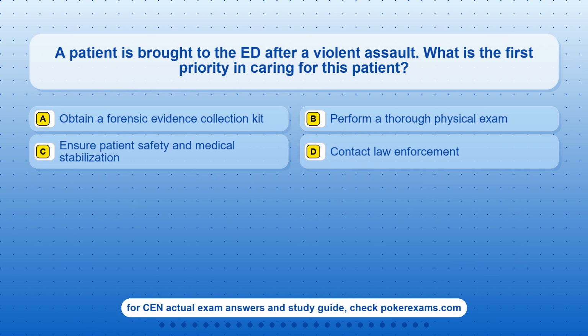Question 11. A patient is brought to the ED after a violent assault. What is the first priority in caring for this patient? Option A. Obtain a forensic evidence collection kit. Option B. Perform a thorough physical exam. Option C. Ensure patient safety and medical stabilization. Option D. Contact law enforcement.